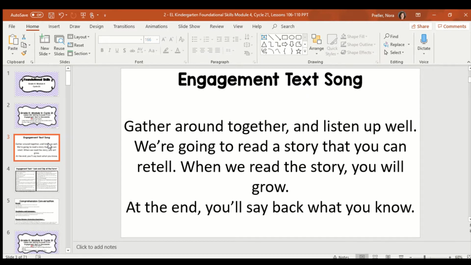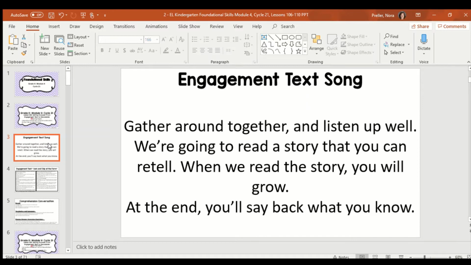Gather round together and listen up well. We're going to read a story that you can retell. When we read the story, you will grow. At the end, you'll say back what you know.